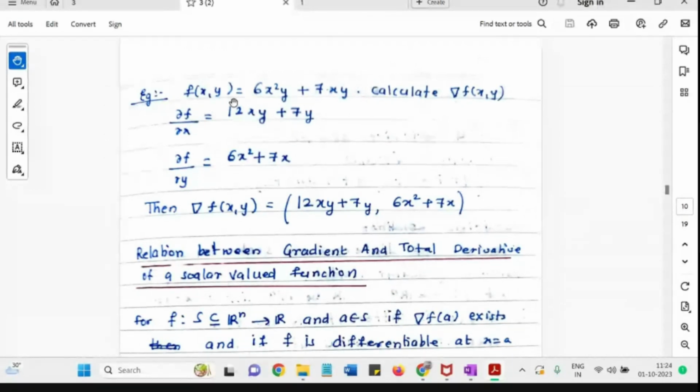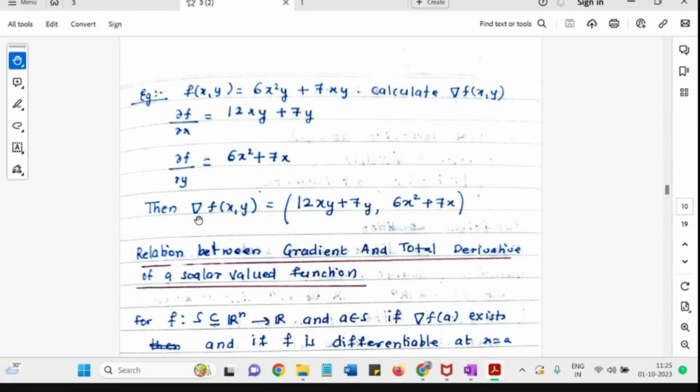So if I look at this function and have to calculate the partial derivative of 6x square plus 6x square y plus 7xy, take the derivative with respect to x by treating y constant. The derivative of the first term with respect to x will be 12xy. The derivative of the second term with respect to x will be 7y. Apply the same logic to calculate the derivative of f with respect to y. The derivative of the first term with respect to y by treating x constant will be 6x squared. The derivative of the second term with respect to y by treating x constant is 7.